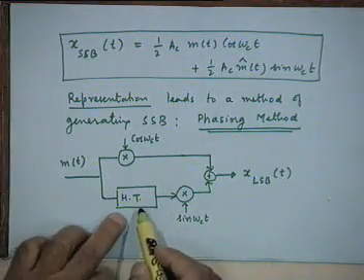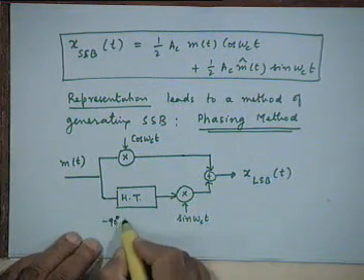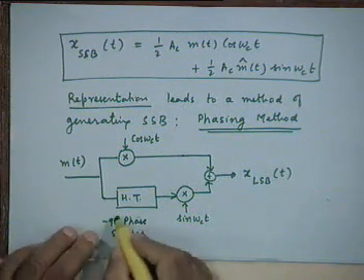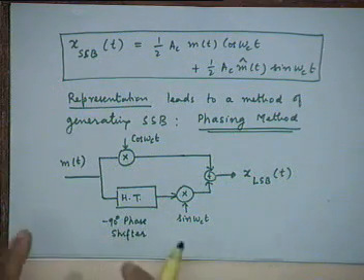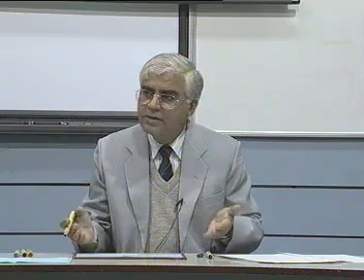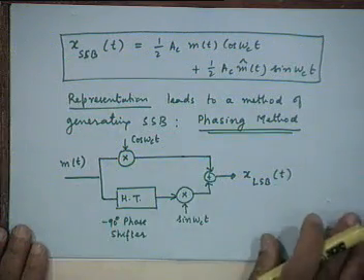Basically, we call it the phasing method because this requires the implementation of a 90 degree phase shifter, right? You require a 90 degree phase shifter, not at a single frequency. Realizing a 90 degree phase shifter at one frequency is a very trivial job. You can think of a very simple circuit consisting of only resistance and capacitance to do that, right? In fact, an ideal capacitance would produce a 90 degree phase shift, right? But to realize it for a band of frequencies is not so easy, right? Over the entire band, the same constant 90 degree phase shift.